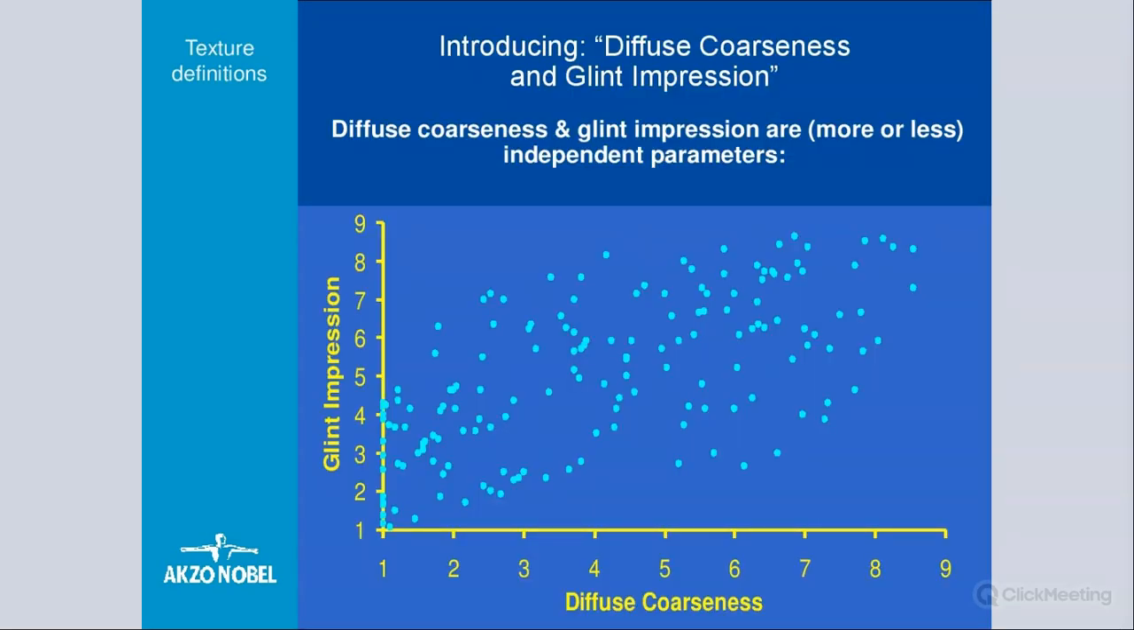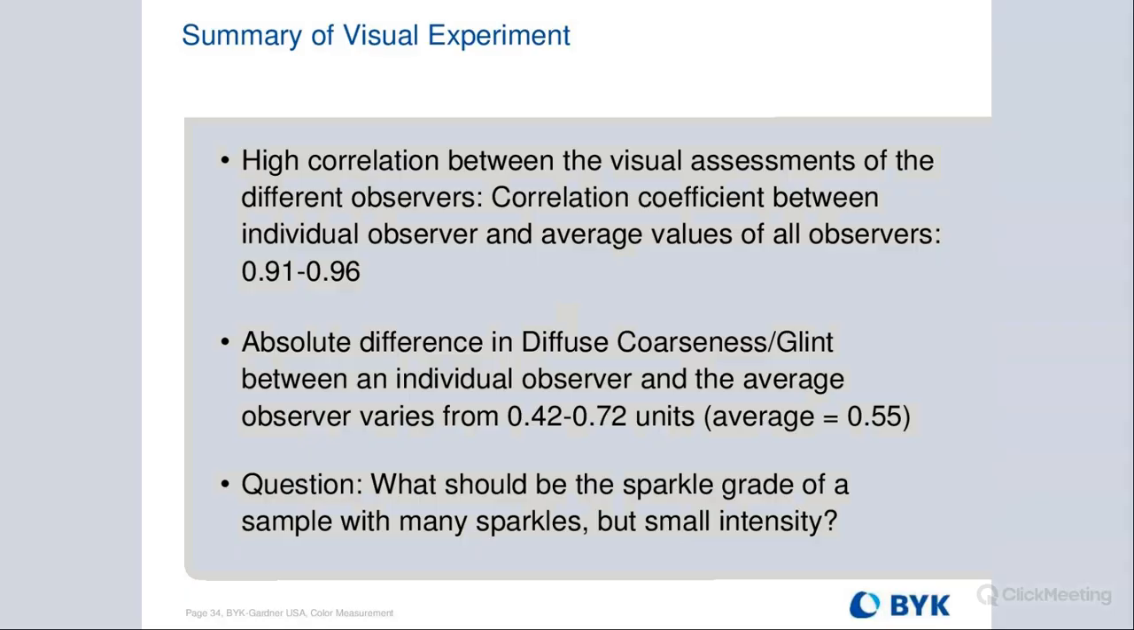And what we figured out was, for graininess and for sparkle, there really was no correlation between the two. They're independent parameters. There was also a very high correlation between all the observers, over 90%, which is really good for a visual study. And the most important part from the study was that most people can see a difference in graininess or sparkle of 0.5 units.